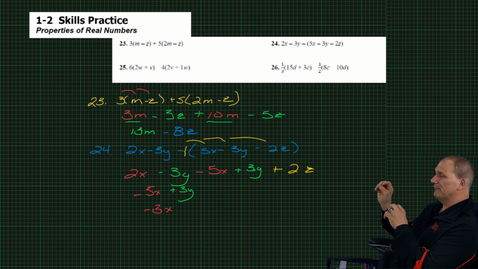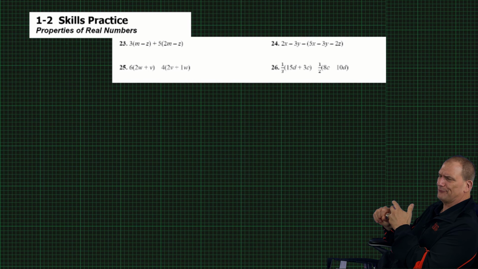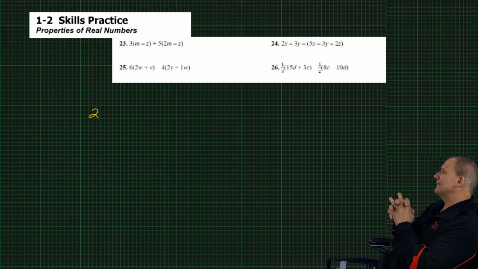You've got -3y, +3y. Now here's where a lot of students will put 1 or put y. Just like 3 minus 3 is 0, 3y minus 3y is 0. Don't put anything. All right, 25. Nothing special about this. Distribute, combine like terms. 6 times 2w, 6 times v. Nothing fancy here.